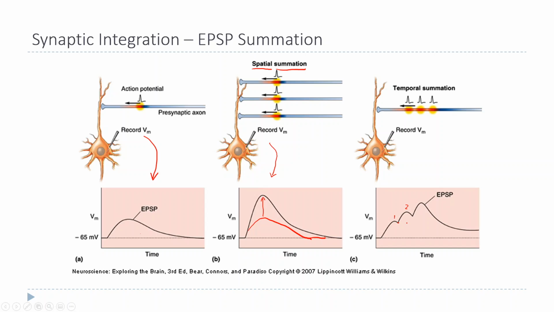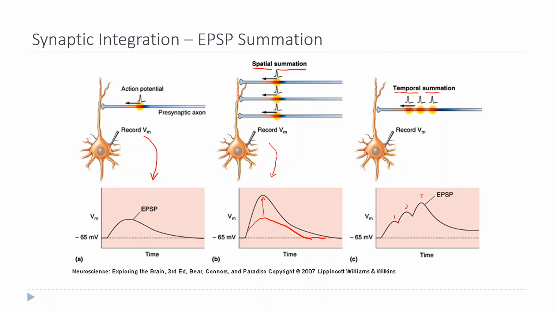So that means that the increase in membrane depolarization from the second one sort of stacked on top of the first one. And then the third one arrives before the second one is over. And so each successive postsynaptic potential kind of builds on the one before it. And that's called temporal summation.